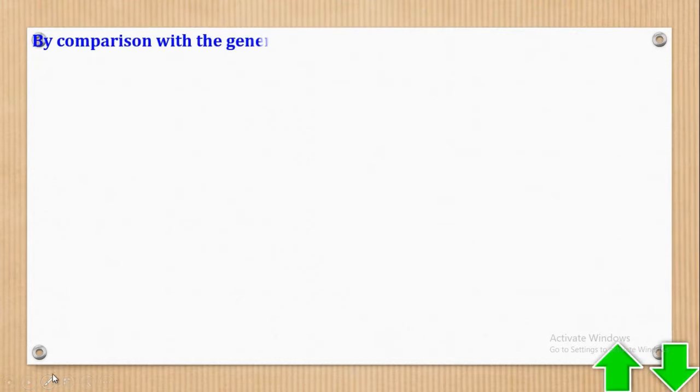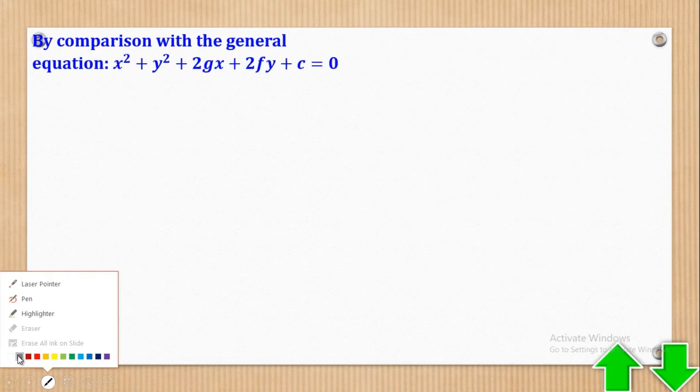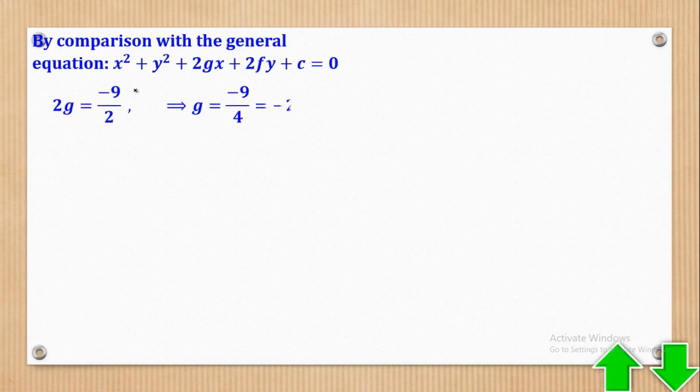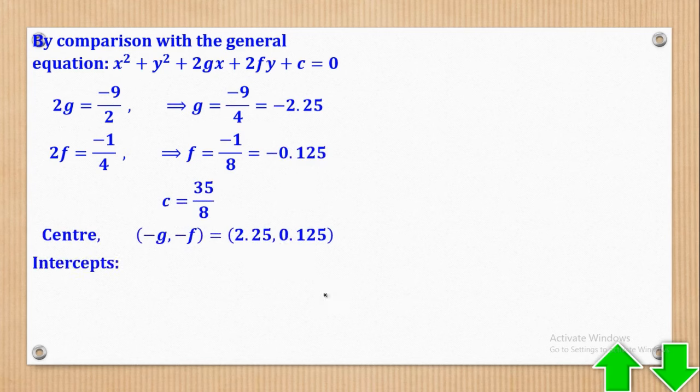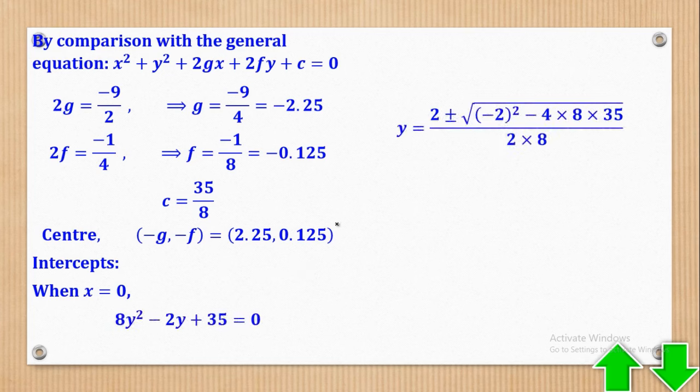So for the circle, you have to know the radius and also the intercepts before you sketch. So from this, by comparison with this, g is this, and f is that, then c is that. Therefore, the center will be given by that. After getting the center, I have to get the intercept. So intercept is when x is 0, I'll come up with that. Therefore, using the Bulldozer method, y will be undefined.